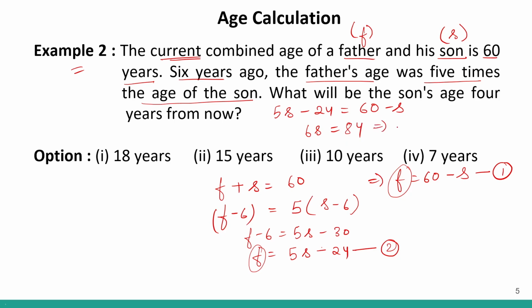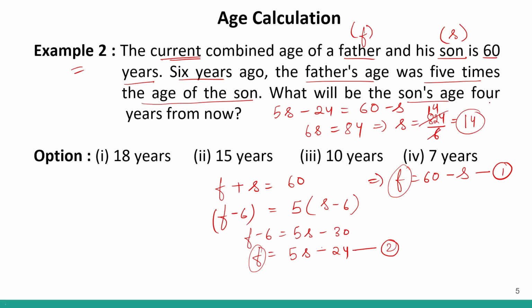So, what will be the value of S? S will be 84 by 6. So, 6, 1 times will give me 6. 2 will be carried. And 6, 4 times will give me 24. So, the value of S will be how much? 14. Correct?